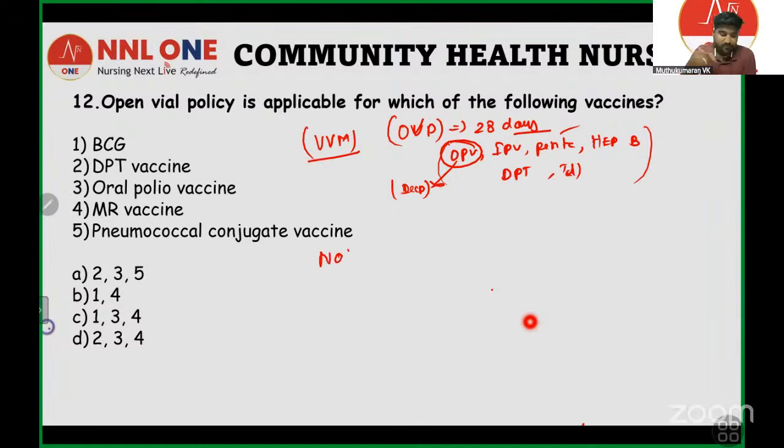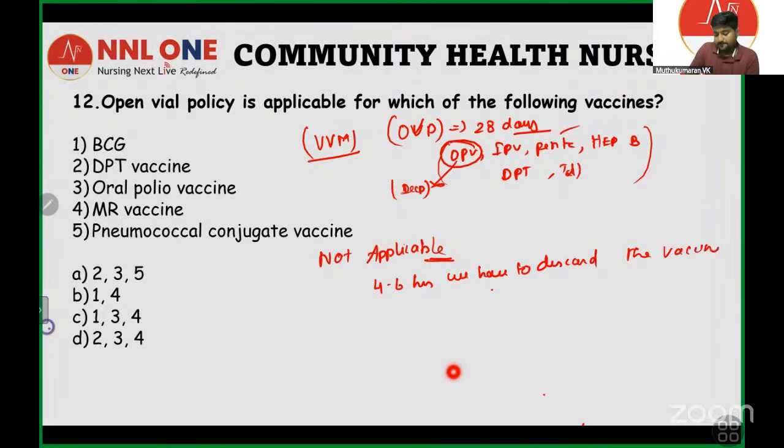So, not applicable. We have to discard the vaccine within 4 to 6 hours. Is it clear? We have to discard the vaccine. So what are the vaccines here? BCG, measles, then Japanese encephalitis, reconstituted vaccine. Okay, reconstituted vaccine, and any reconstituted vaccine we cannot reuse.